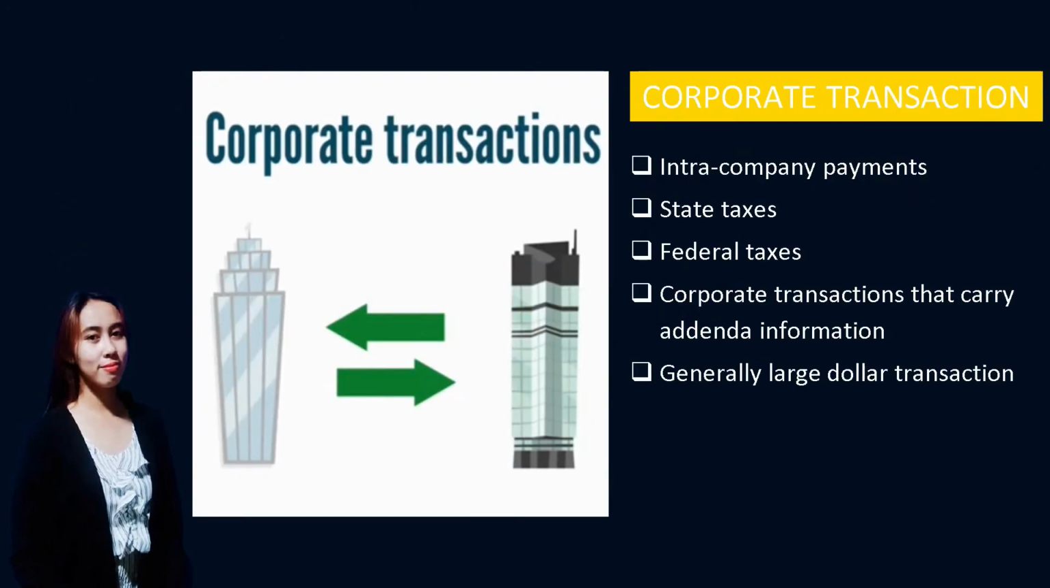Some examples of corporate transactions, or company-to-company transactions, include intercompany payments, state taxes, and federal taxes, like some consumer transactions. Corporate transactions carry addenda information and they are generally large dollar transactions.